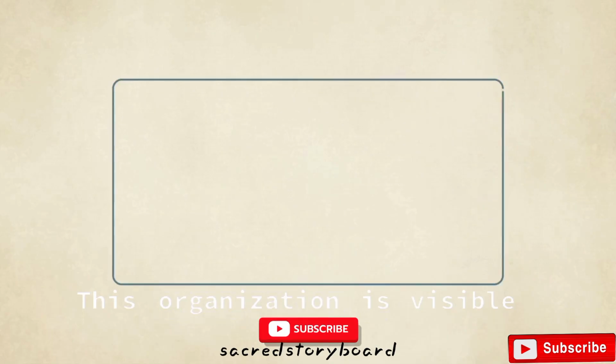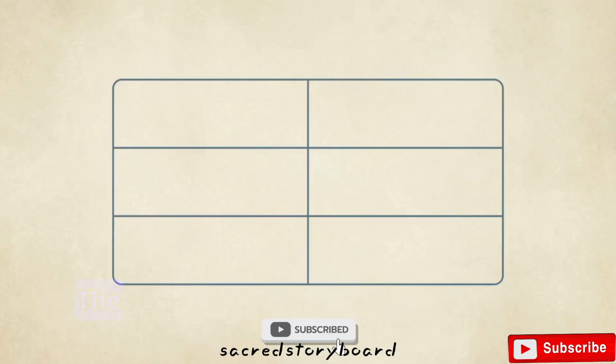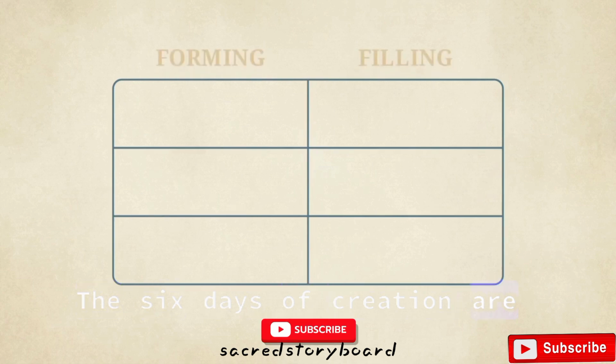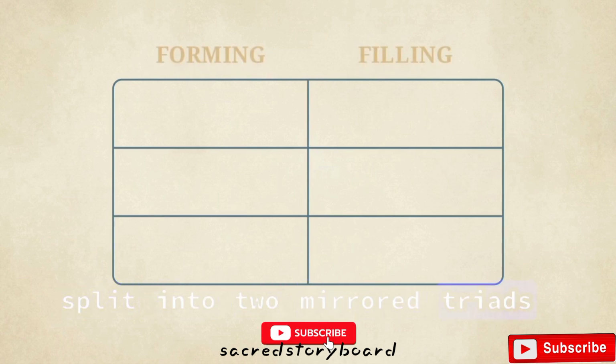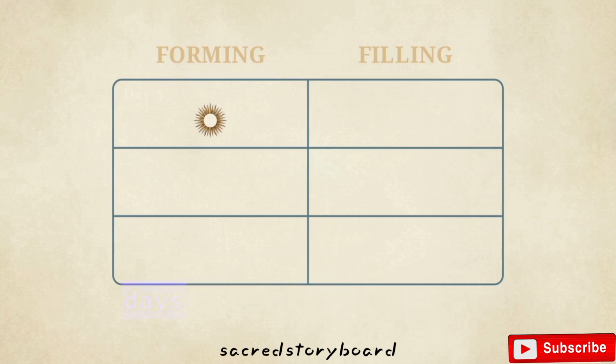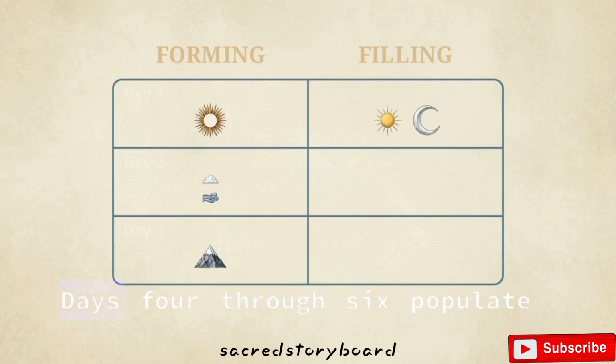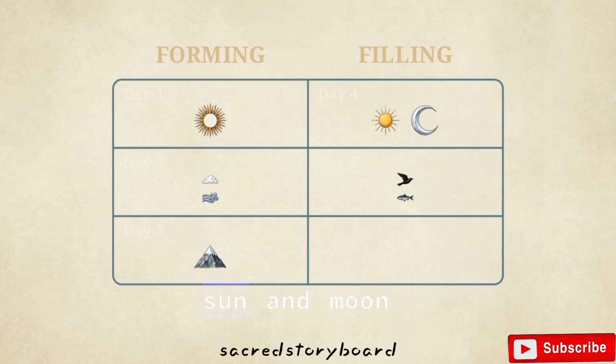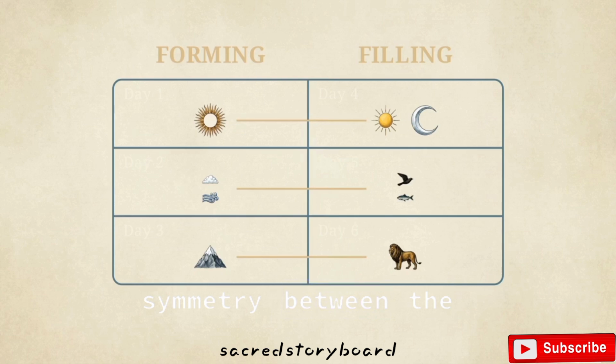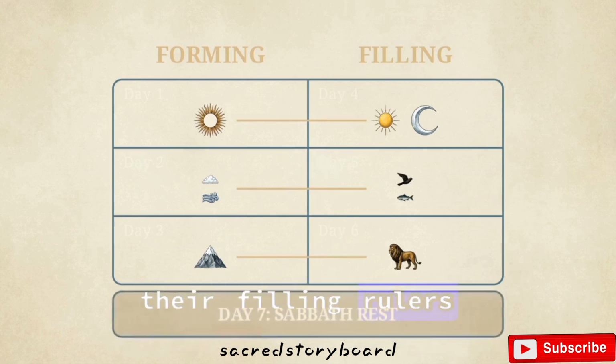This organization is visible in a 3x2 grid. The 6 days of creation are split into 2 mirrored triads, forming and filling. During the first triad, days 1 through 3, form the environments: light, sky and waters, and dry land. Days 4 through 6 populate those spaces with rulers: sun and moon, birds and fish, and land animals. The grid shows exact symmetry between the formed environments and their filling rulers.